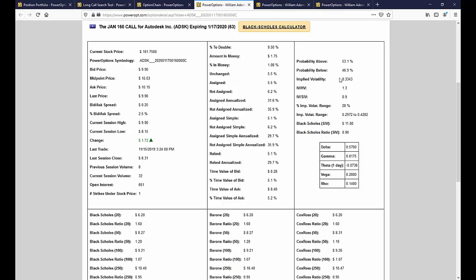We're currently at 28% IV range, with the IV currently at 0.33 as well. Okay, and that kind of explains it.